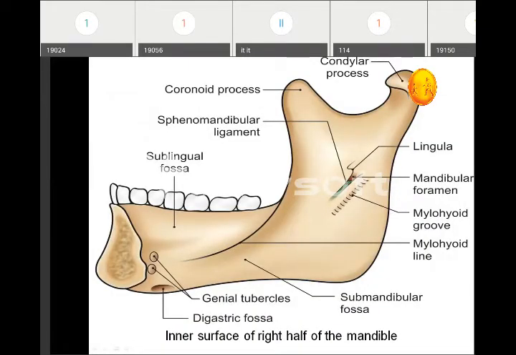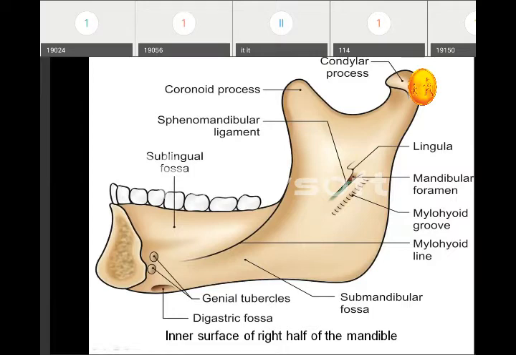Then the inner surface, just see here. The inner surface shows a line which is a continuation of the anterior border of the ramus. This is known as the mylohyoid line. You can remember from its name that through this line there is origin of the mylohyoid muscle.